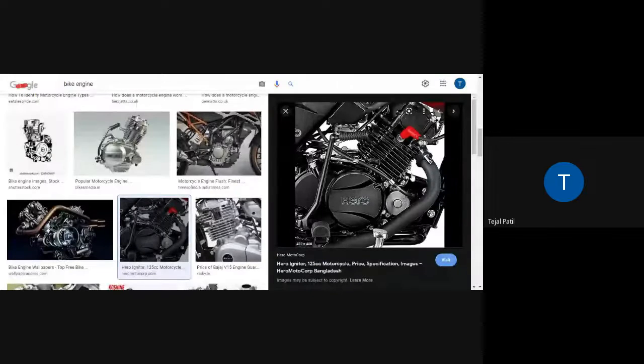Okay, hopefully you can see this image. So this is the engine of the bike and you can see these small linings on the top of the engine. Basically these are known as the fins. Okay, you can see here also these are known as the fins. What these are doing, they are helping you to increase the surface area.